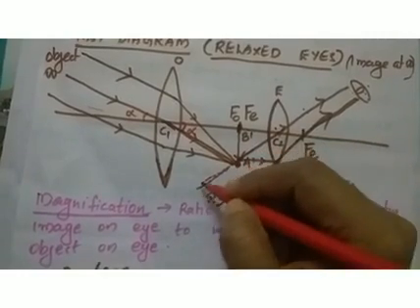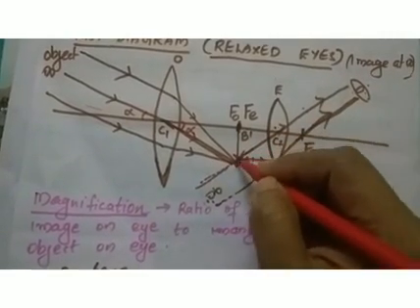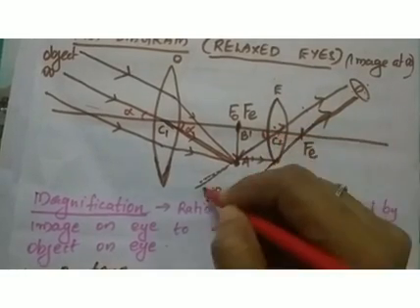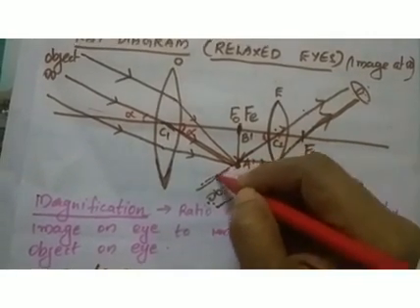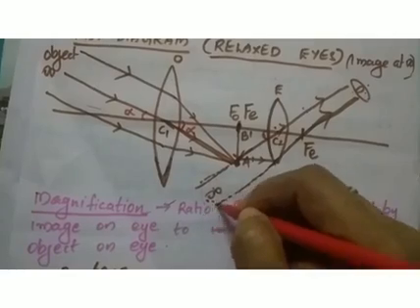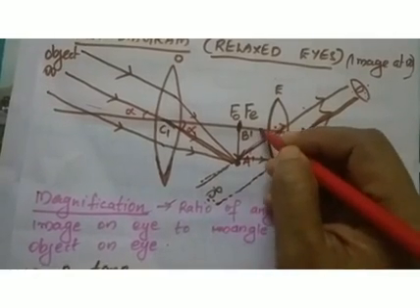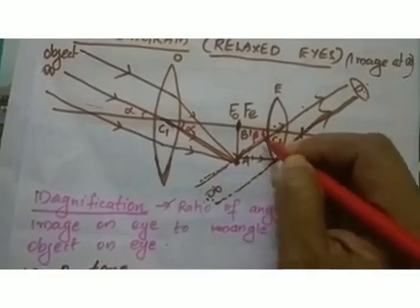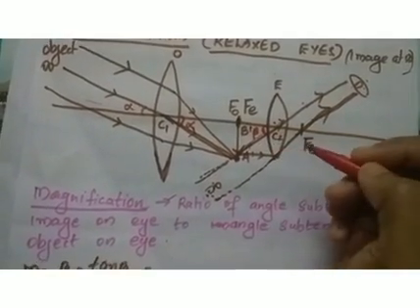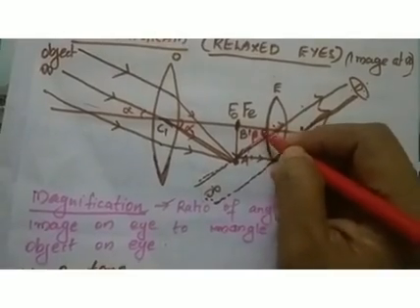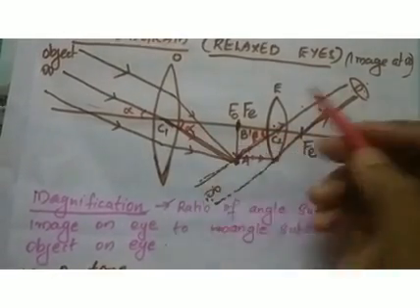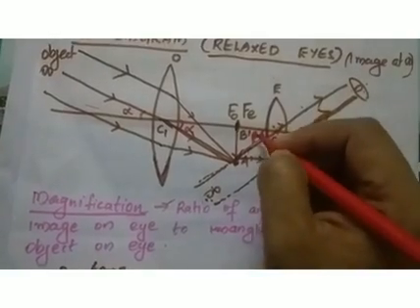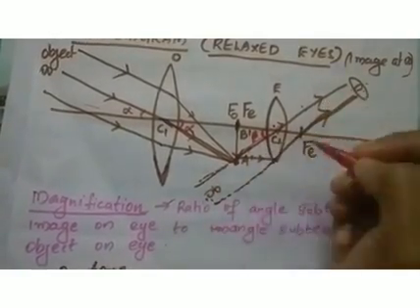And just consider these rays. These rays subtend an angle here, and this is the angle subtended by the image, because these rays appear to come from the image at infinity. So these rays form an angle here on the eye, and let this angle be beta. So this angle is beta, this angle is alpha: alpha is the angle subtended by the object on the eye, and beta is the angle subtended by the image on the eye.